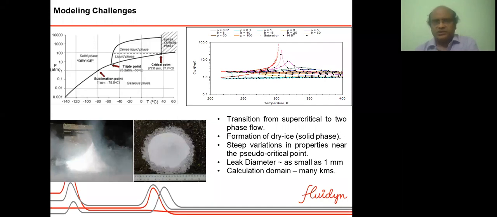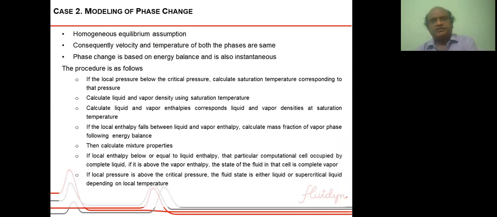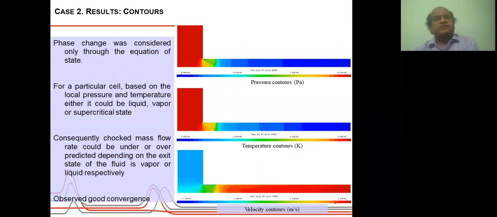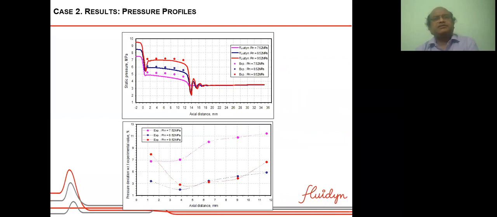So we have to model a multi-phase flow starting from the supercritical state inside the pipe, and then the expansion through the leak. The inlet state of fluid is supercritical, and the exit state of fluid is at subcritical pressure, which could be a mixture of liquid and gas. So we used the homogeneous equilibrium model to model this problem and get the leak rate in case of such a leak. Some experiments were conducted to validate the code, and this model could predict both the pressure variation as well as the flow rate reasonably well.